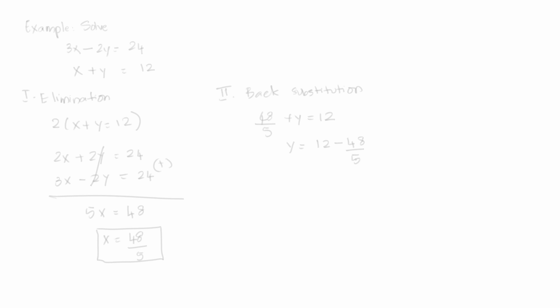And multiply and divide by 5. I will get 60 over 5 minus 48 over 5, which would equal 60 minus 48 over 5, and you'd end up getting 12 over 5. So the value of y is 12 over 5. So our solution is x is equal to 48 over 5 and y is 12 over 5. That is the point of intersection of the two lines that are given to us.